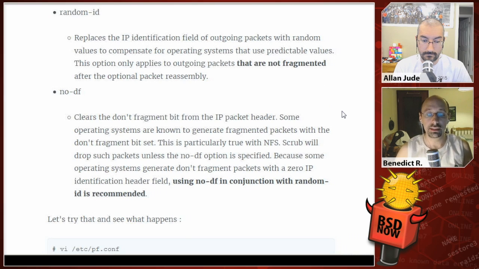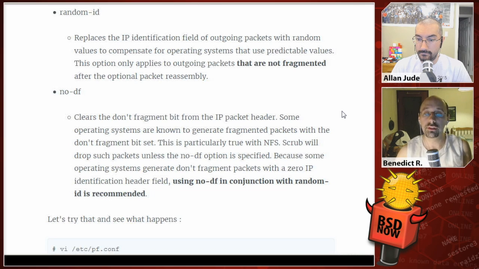So random ID replaces the IP identification field of the outgoing packet with random values to compensate for operating systems that use predictable values. This option only applies to outgoing packets that are not fragmented after the optional packet reassembly. So it means that it can re-randomize those, so that when somebody's trying to fingerprint them, they won't see the predictable numbers. It will screw up their findings or not give them any findings at all.